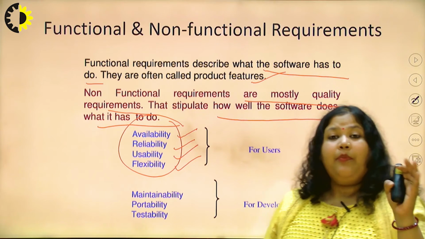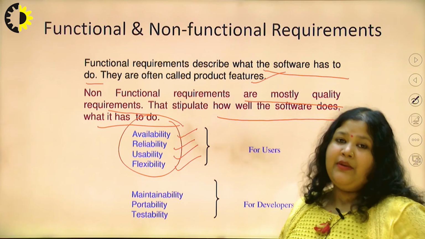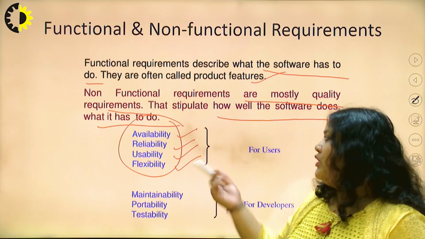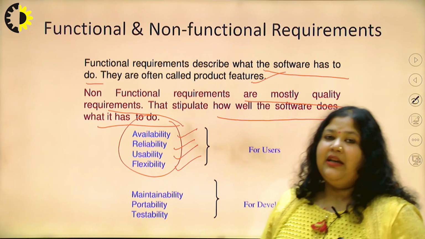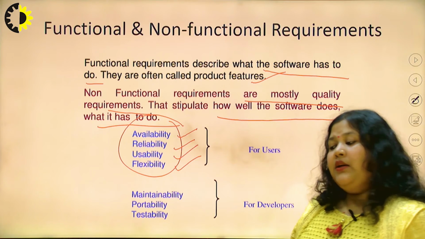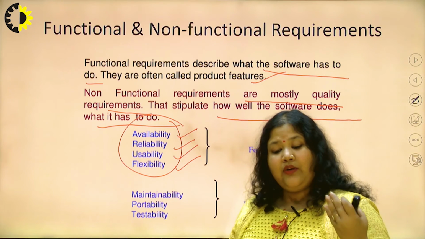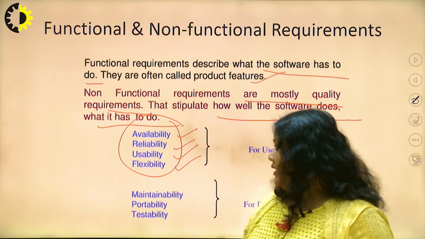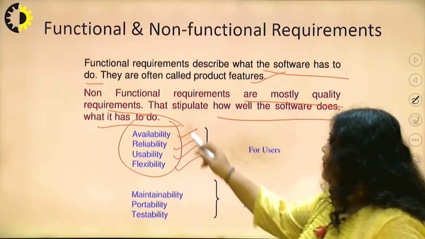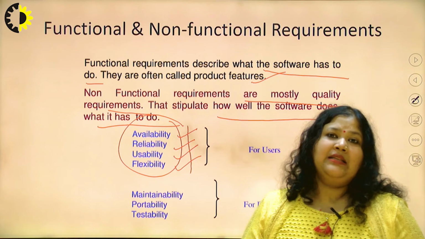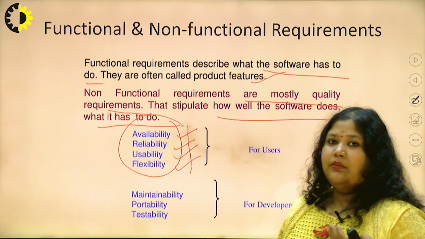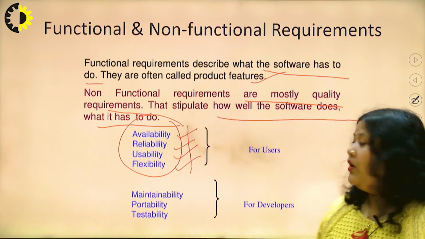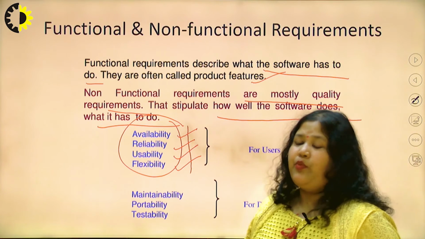Usability: the product is completely usable from the user's point of view. And flexibility: when the user wants to add more changes or add on something. So these are the basic four fundamental attributes that are used for defining the non-functional requirements from the user's point of view.